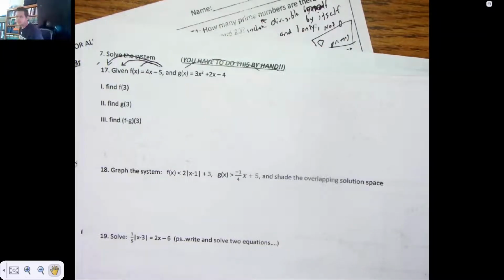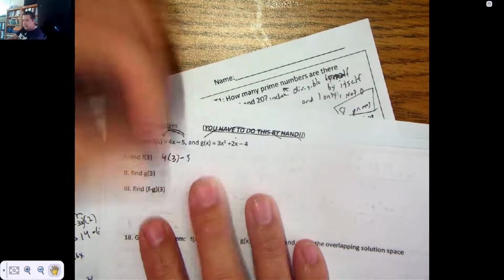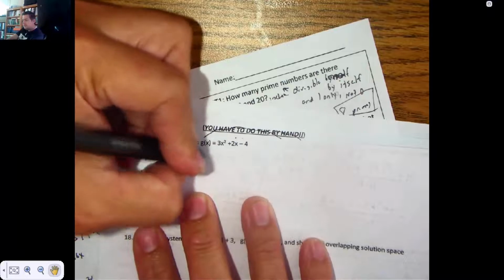So 17 is a lot like one that's been on your basics quizzes for a while. You're supposed to find f of 3, g of 3, and f minus g of 3. F of 3 would be found by letting x be 3. So 4 times 3 is 12, minus 5, which is 7.